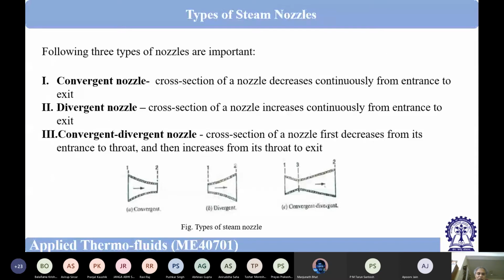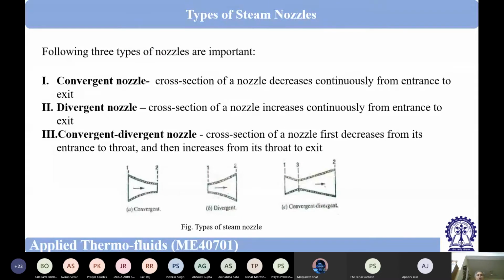So here it has been shown. I will not waste time, I have already discussed it. So this is a convergent nozzle. The second one is a divergent passage. Generally we do not call it a nozzle. We call it a diffuser. Though we have written here divergent nozzle, that is not the correct term. We call it a diffuser. And then the convergent divergent nozzle, as I have shown here.